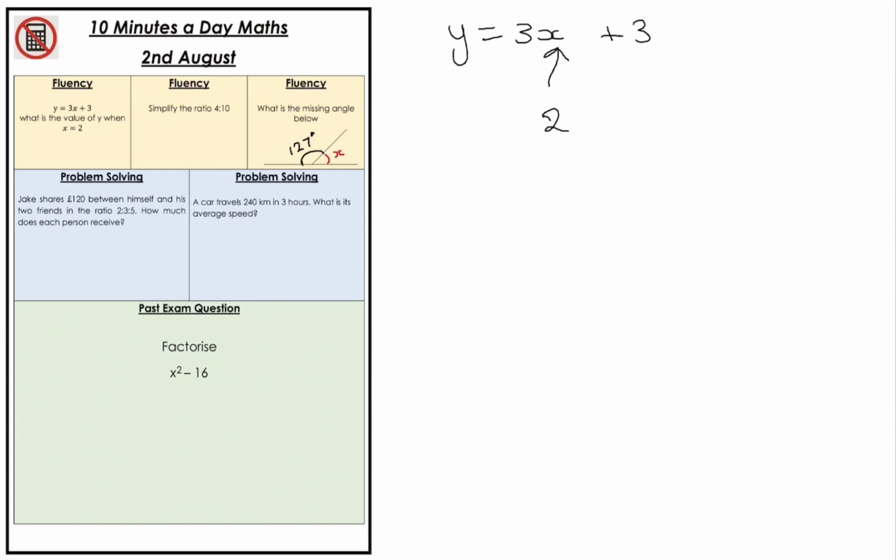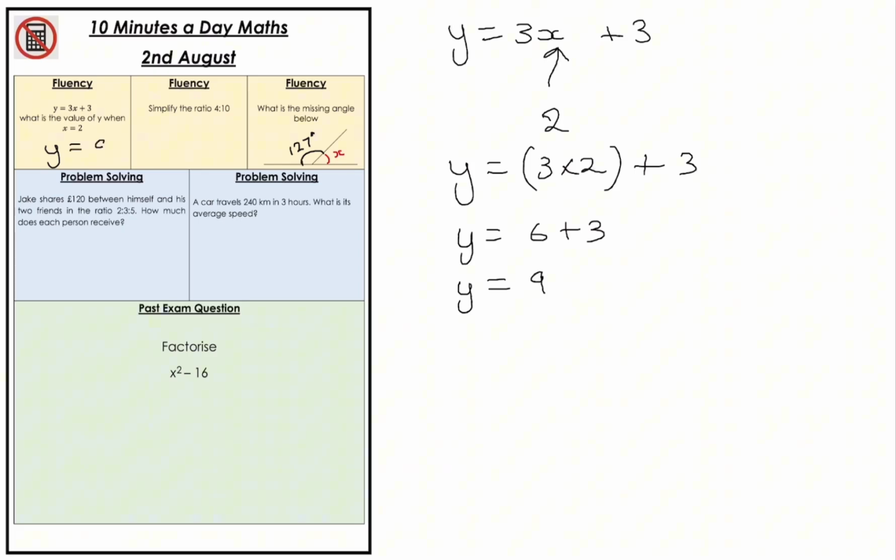Now, when you have a number next to a letter, you have to multiply. So I'm going to rewrite it out. It becomes y equals 3 times 2. I'm going to put that in brackets because I have to do that first, plus 3. So y equals 3 times 2, which is 6, plus 3. Now 6 plus 3 is 9, so y equals 9. So this was substitution. Your first answer is y equals 9.